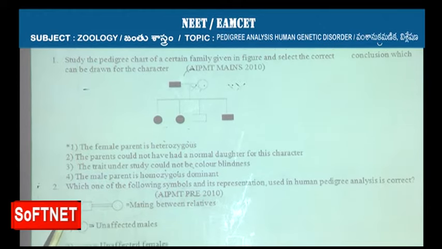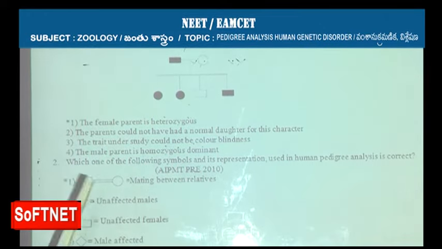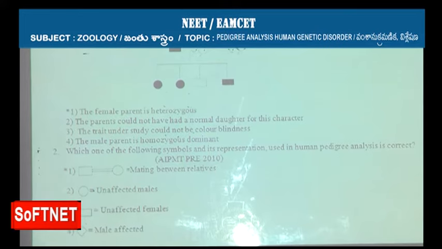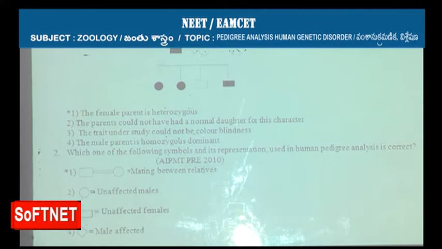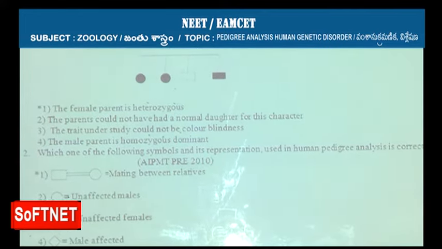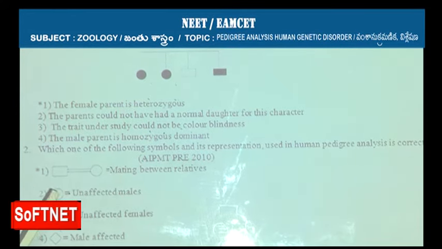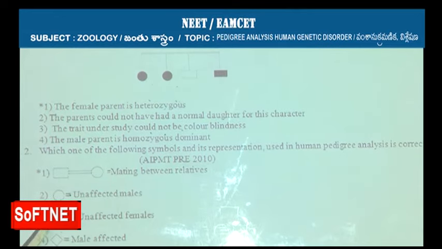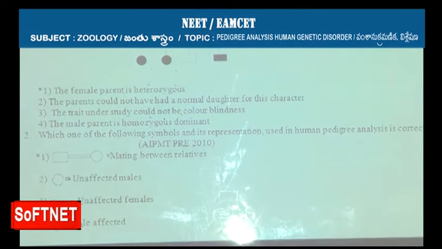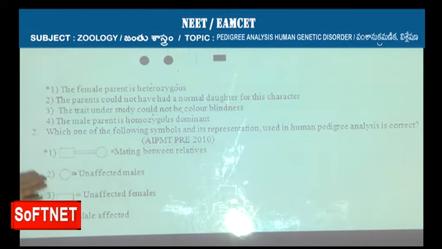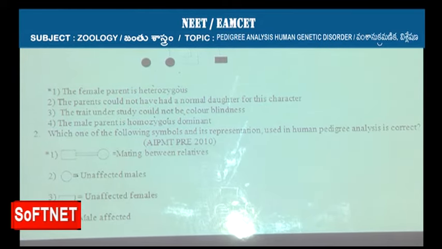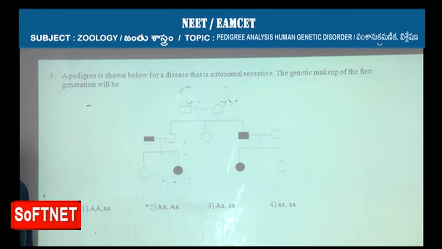The first one is two horizontal lines with which the male and female, the squares and the circles, get connected. It means that it's a marriage that occurs between close relatives, and they are called consanguineous marriages. And then another one is the unaffected males. No, it's actually unaffected females. Then it is the male and the male affected. And so all these remaining three are wrong options. And then move on to the third one.